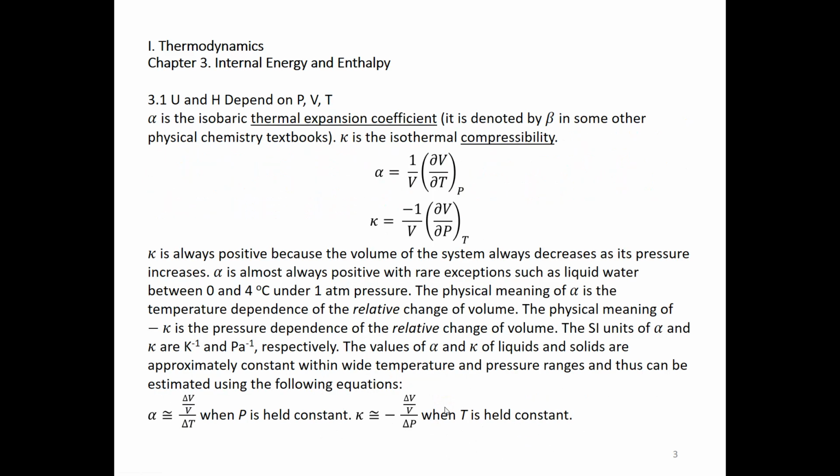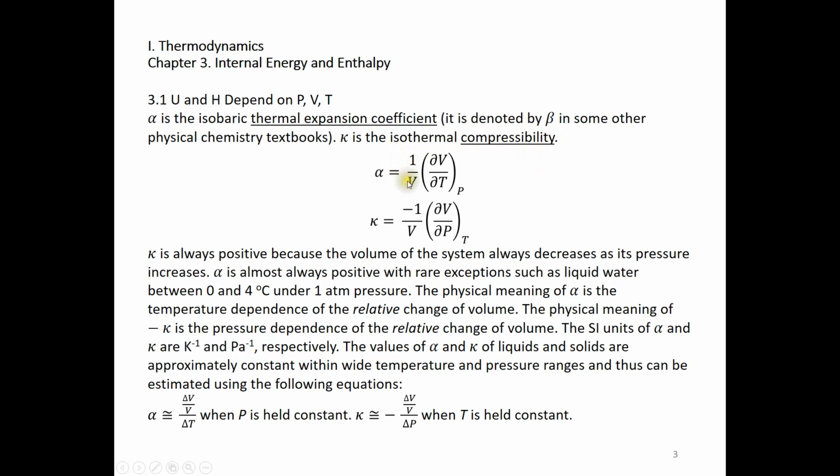Alpha is the isobaric thermal expansion coefficient. It's denoted by beta in some other physical chemistry textbooks, but IUPAC uses alpha. ACS officially uses alpha, but occasionally uses beta, unfortunately. And kappa is the isothermal compressibility. This is a little too long, so sometimes we'll just say thermal expansion coefficient for alpha. And when we mention kappa, usually we just say compressibility, and that indicates isothermal compressibility.